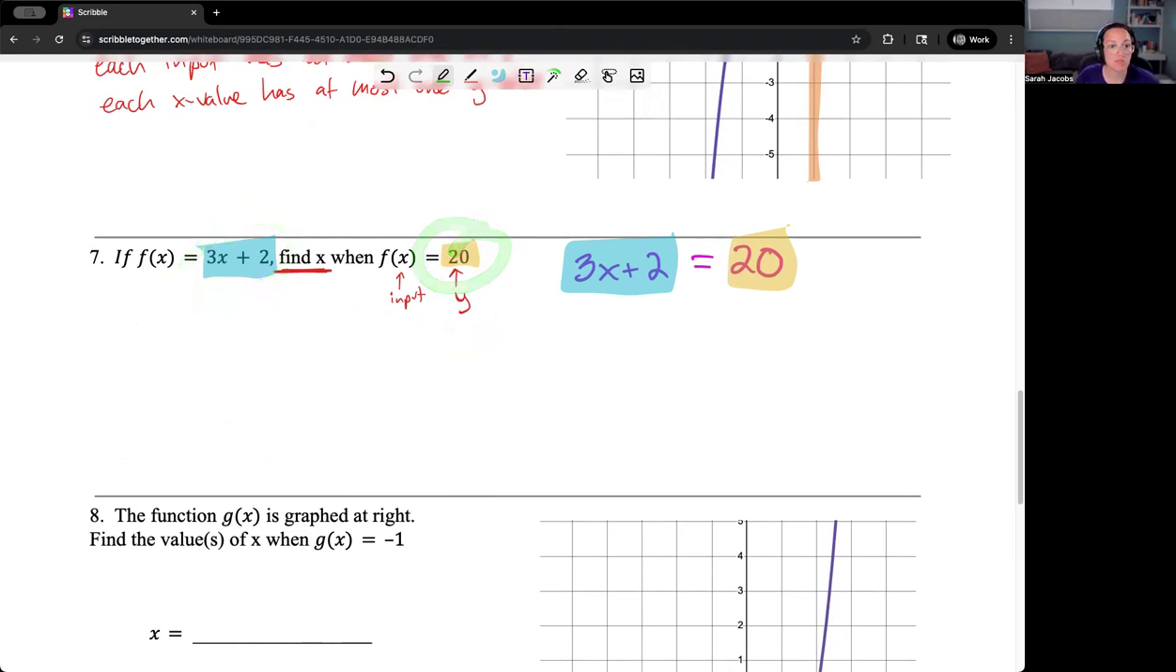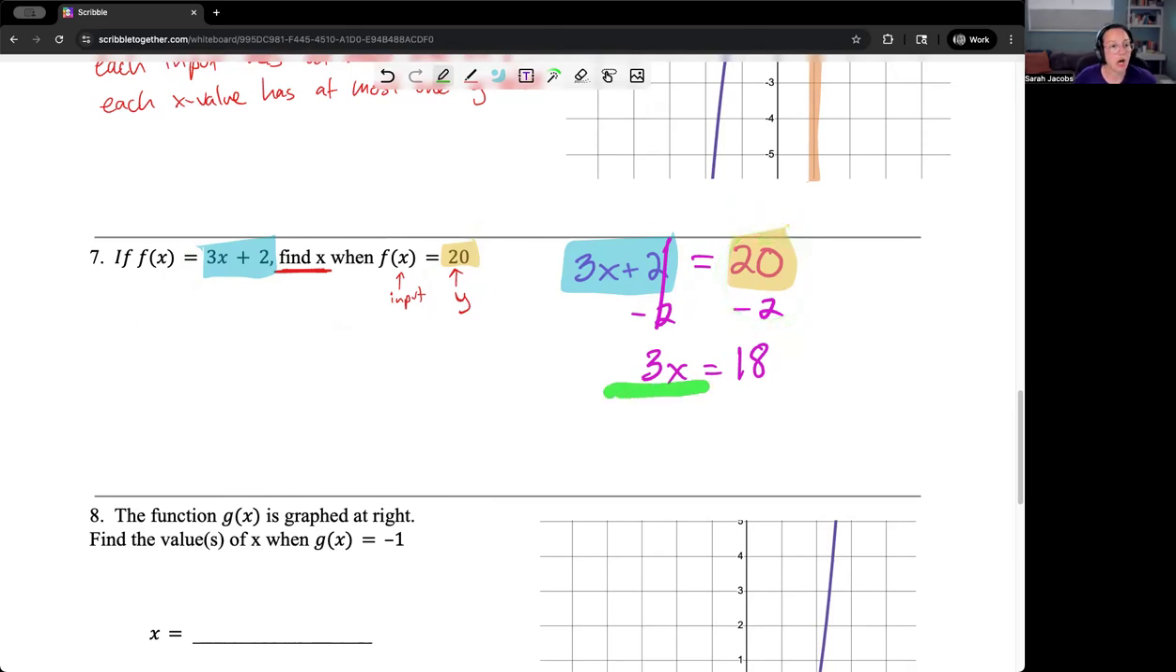Now we can use legal moves to isolate x, and that will give us our input. Right here, there's a plus 2. We always want to get rid of plus and minus first. Basically, we're reversing PEMDAS. So I'm going to subtract 2 from both sides. Technically, you could divide everything by 3 first, but that's going to be more annoying to work with. That's why I want to subtract 2 first. I'm subtracting 2 because that's the opposite of adding 2. So these are going to cancel each other out. They're opposite operations. So now I've got 3x is equal to 20 minus 2, which is 18.